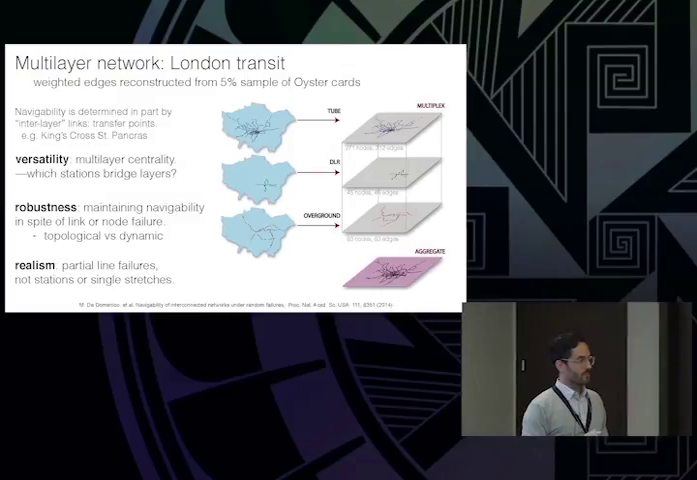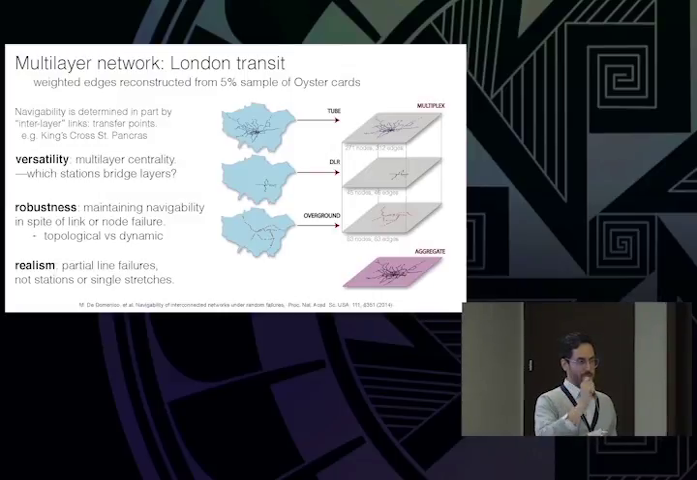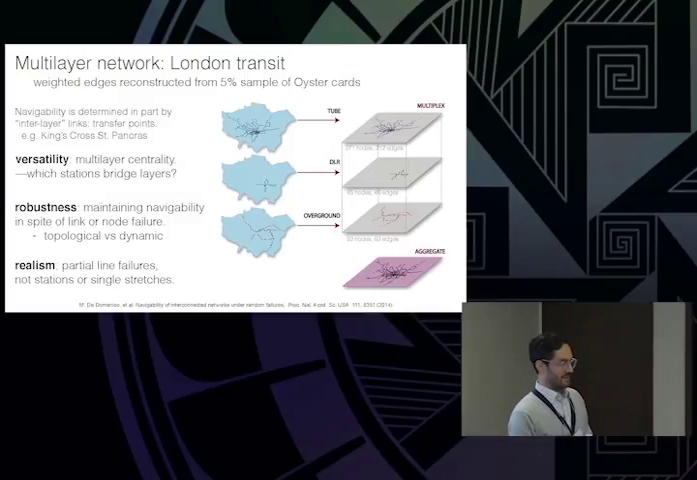You could also ask something about navigability of this network. Because you see the Oyster cards, where people go in and where they come out, you have weighted edges. So you know how many people have gone through each station. So navigability is determined in part by the interlayer links. Where can you actually make the transfers? For example, King's Cross, you can get on the tube, but you can also get on the overground.